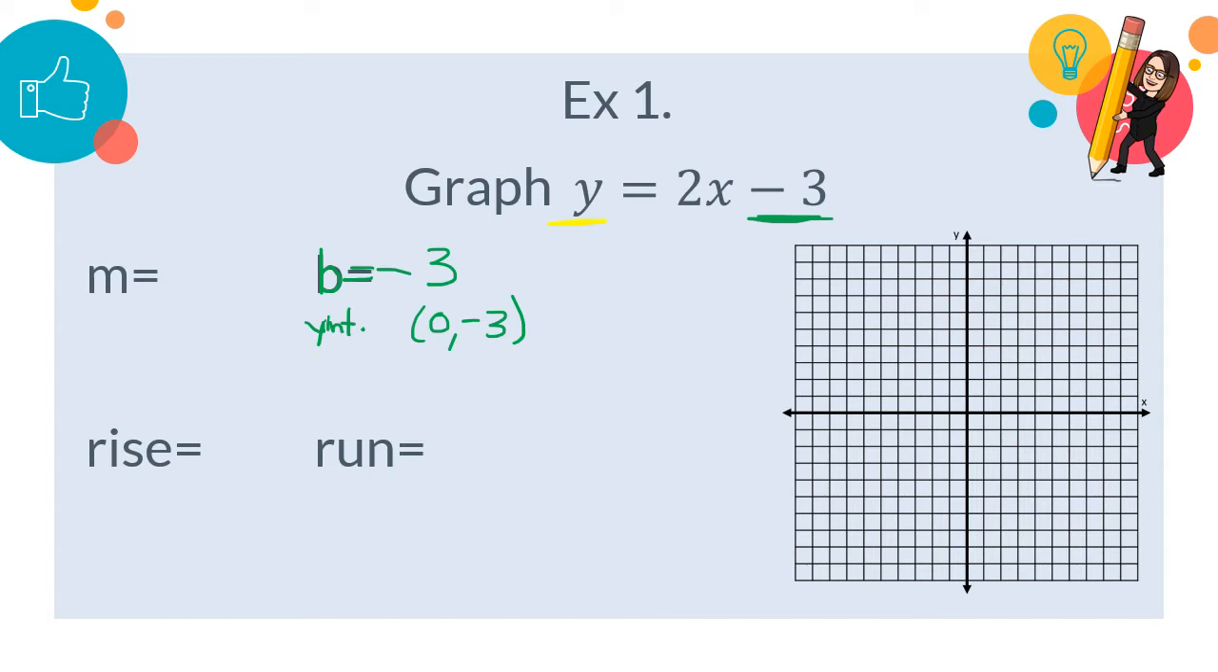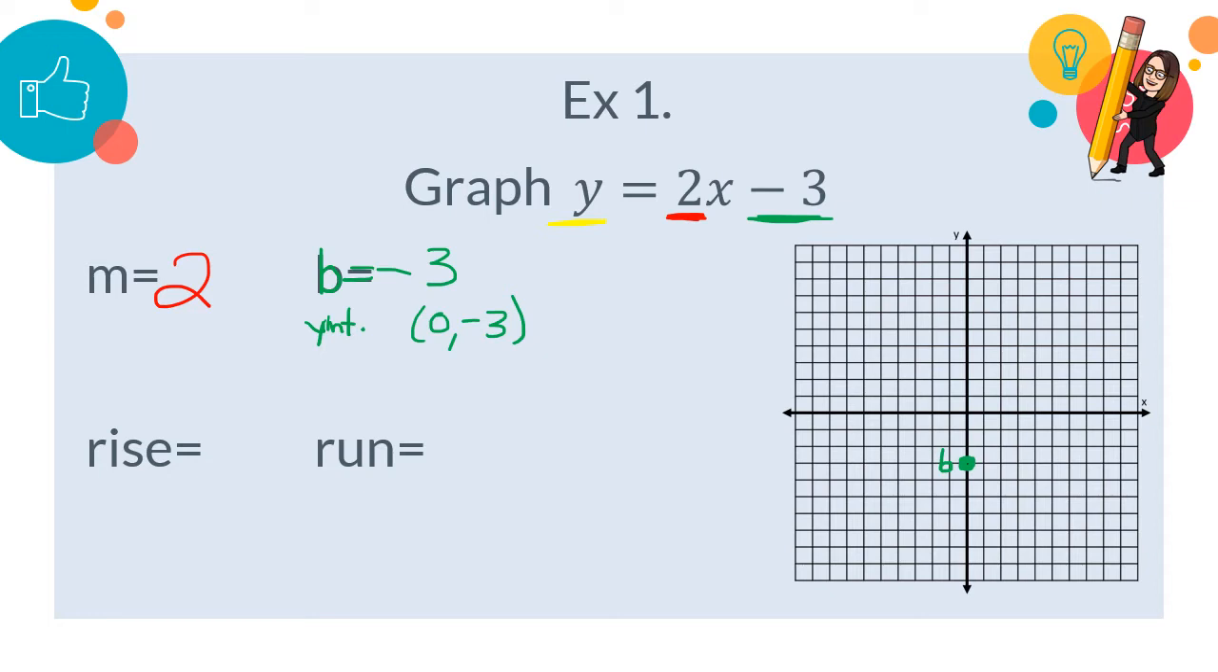So I'm going to plot the y-intercept. If it's -3, it is down 3. And we're also going to label that right away. Label it as your beginning point, so I know where you started from. Next, step 3, identify and graph your slope. Your m is always the number in front of your x, which in this case is 2.